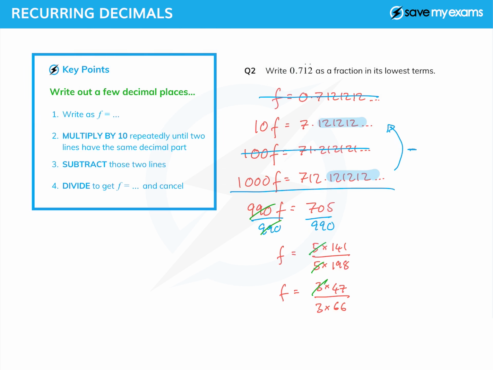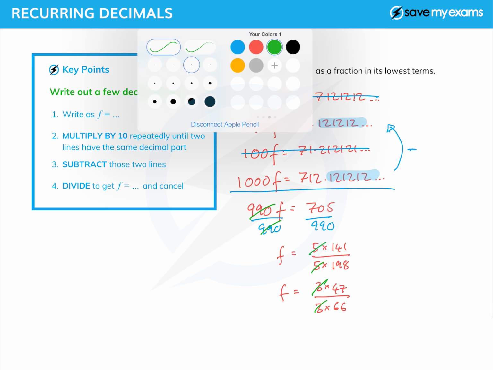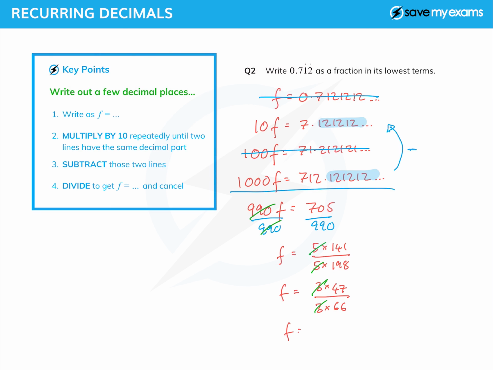And if I cancel there, I get 47 over 66, and 47 is a prime number, so I'm definitely not going to be able to go any further. How you cancel is up to you. There is another tutorial on that, but there we go. That's how you do recurring decimals.